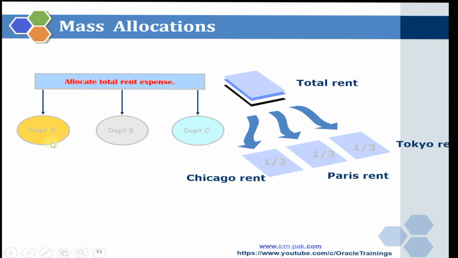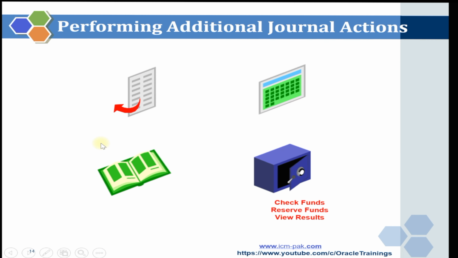For each department you want to calculate the cost for the rent, in the same way you can have the allocation in your journals. That will be your accounting mass allocation, which can be handled through the mass allocation.